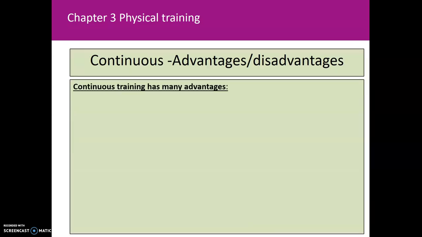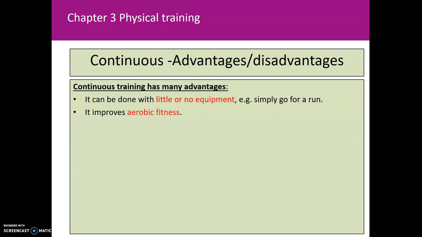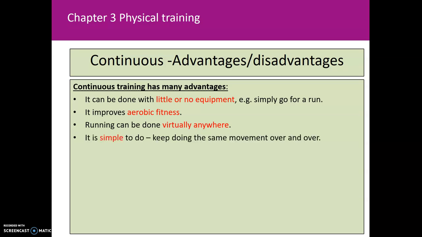Moving on to continuous training, let's look at the advantages and disadvantages of this. Continuous training, as you know, is continued without any periods of rest. We need little to no equipment, so a simple run is often enough. It also improves aerobic fitness, which is a positive if we're trying to improve our cardiovascular fitness. You can pretty much do it anywhere, whether in the local park or in a gymnasium on a running machine. So it's accessible to all, and it's simple to do.